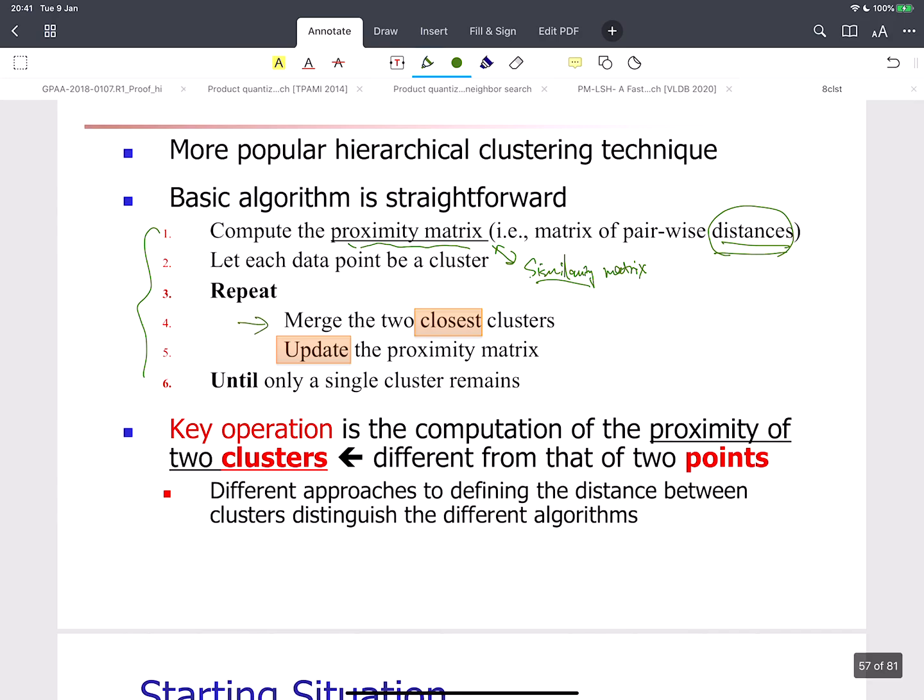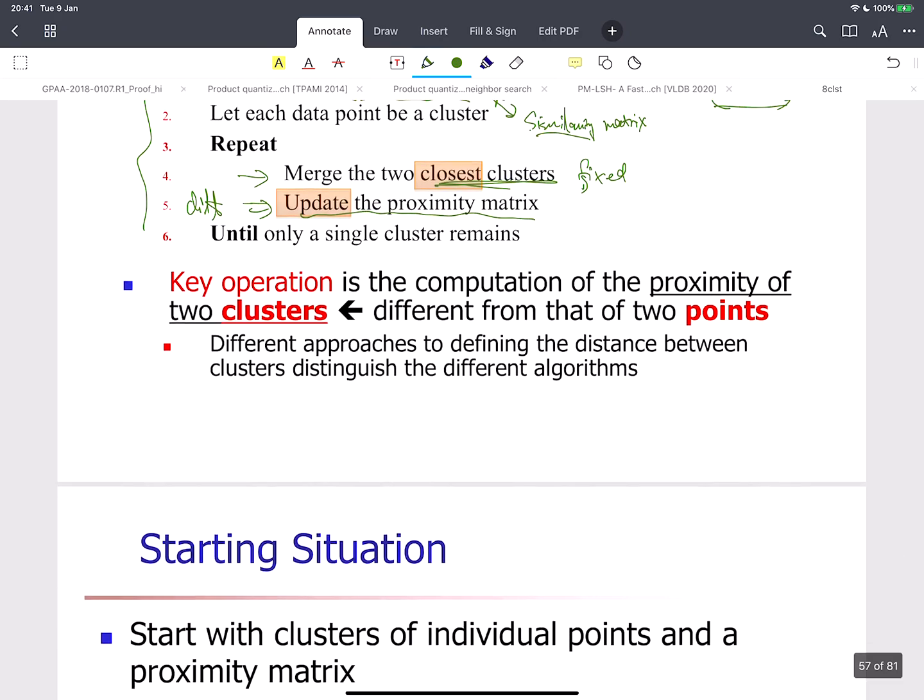And this part is always fixed: you always choose the closest clusters. But this part is different for different algorithms. How do you update the matrix? Because, as you will see, once you merge the two clusters, you need to update either the proximity or distance, or the similarity values, of the newly formed cluster with all the existing ones.